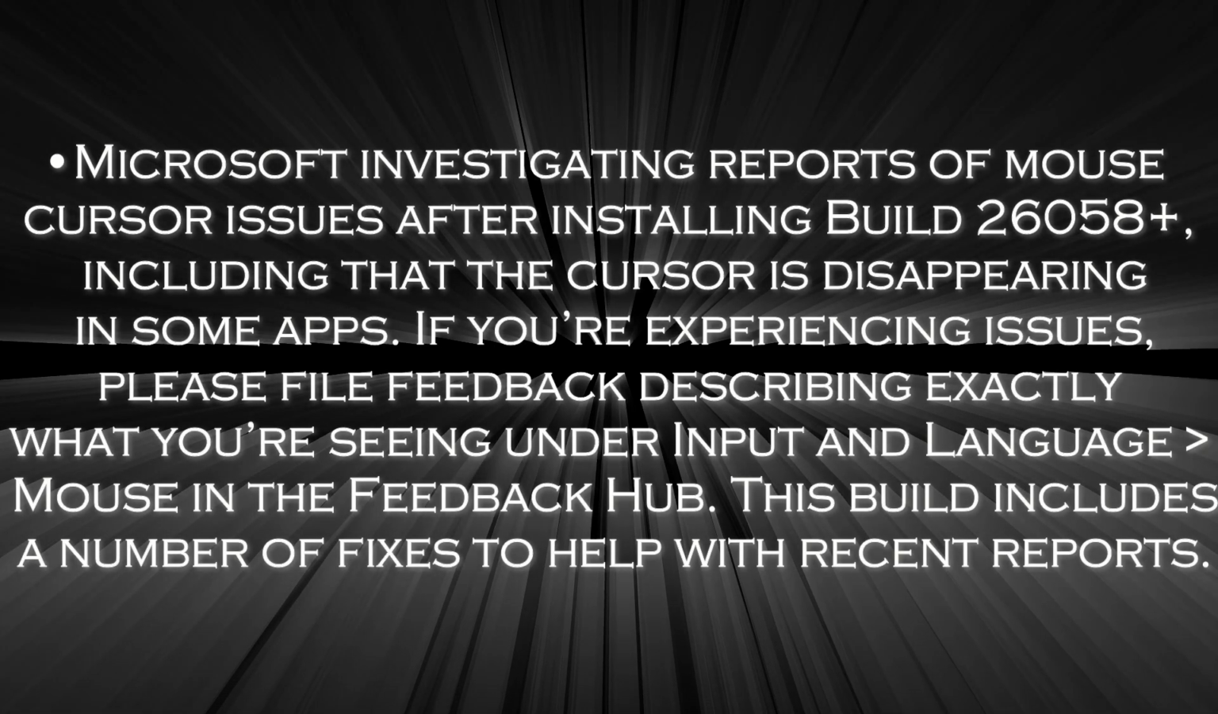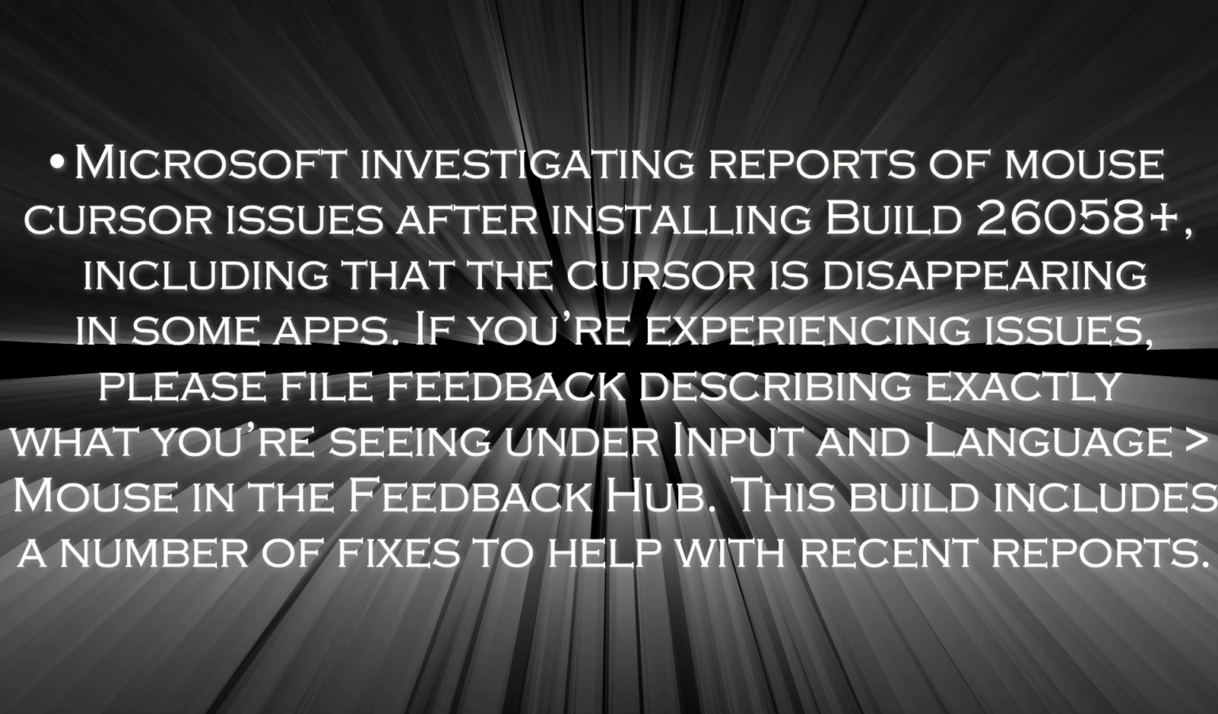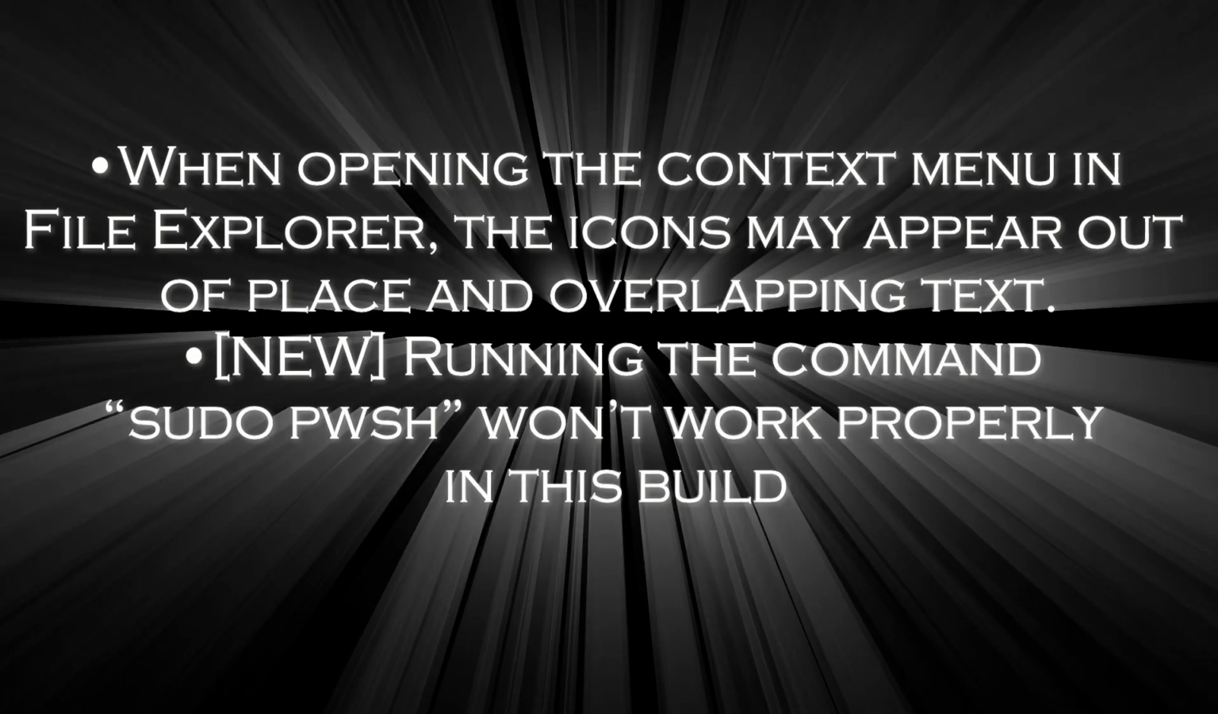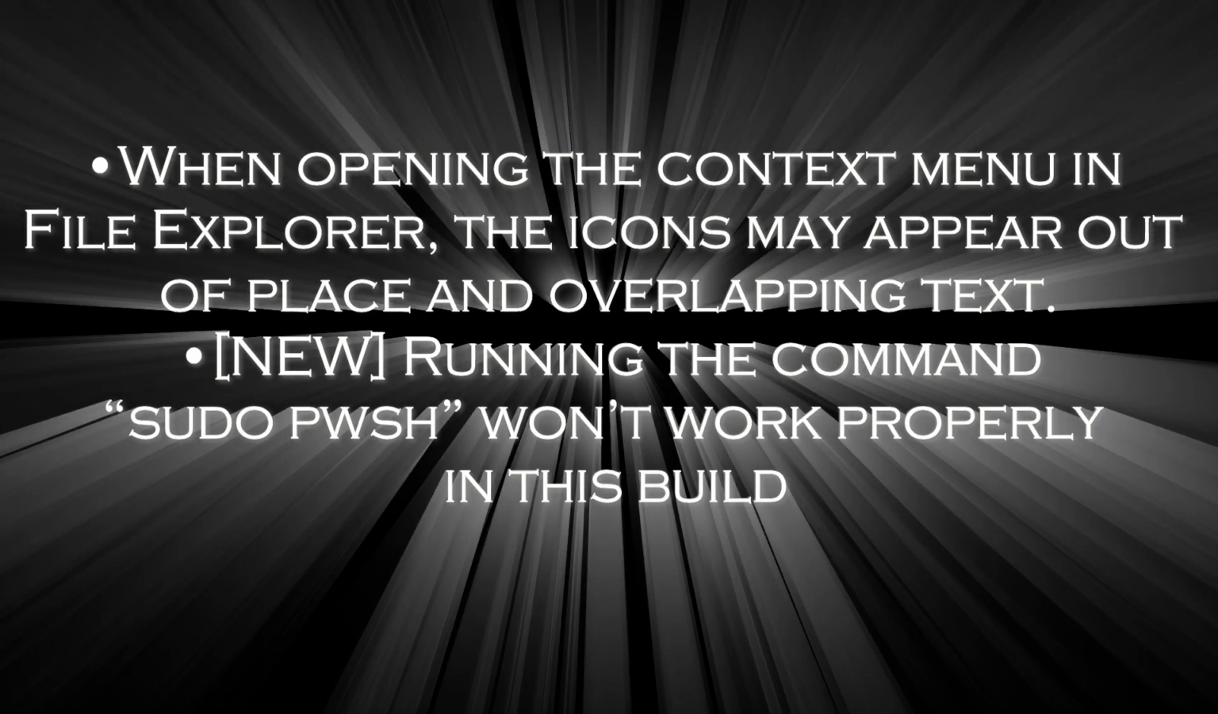Microsoft is investigating reports of mouse cursor issues after installing build 26058+, including that the cursor is disappearing in some apps. If you're experiencing issues, please file feedback describing exactly what you're seeing under Input and Language > Mouse in the Feedback Hub. This build includes a number of fixes to help with recent reports. When opening the context menu in File Explorer, the icons may appear out of place and overlapping text. New. Running the command sudo pwsh won't work properly in this build.